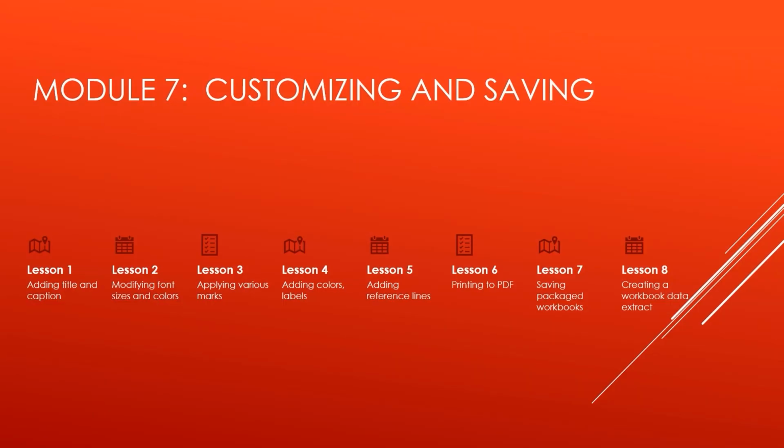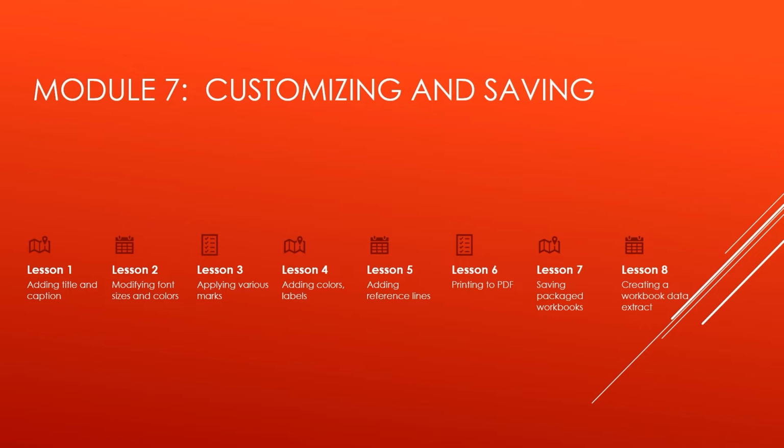Now we're going to get into Module 7, which is customizing and saving. And I'll mention now, before I go over the lessons with you, that we've been doing some of this stuff along the way during this course. So lesson 1, you'll learn how to add a title and a caption. In lesson 2, you'll learn how to modify font sizes and colors. We already did a modification of a font size, but we'll review again.